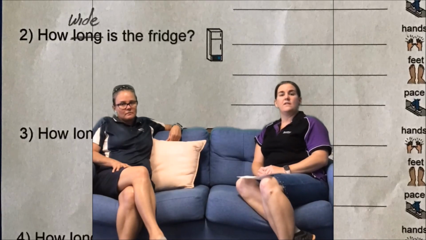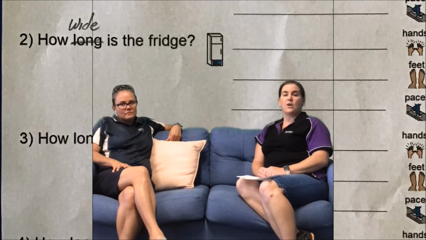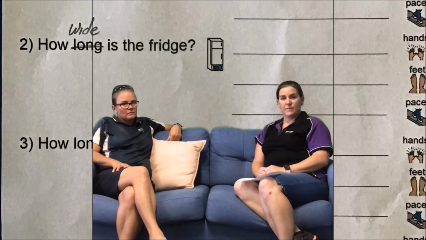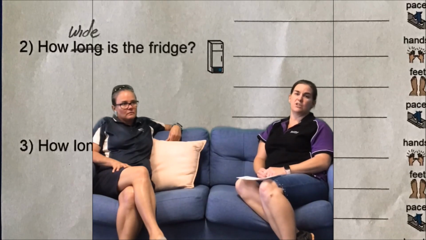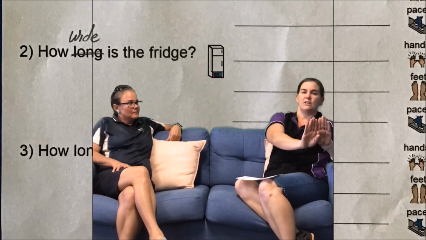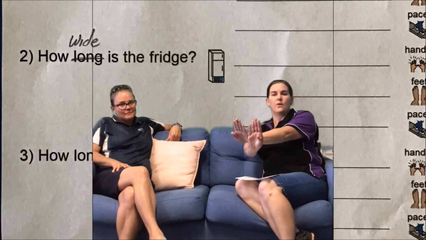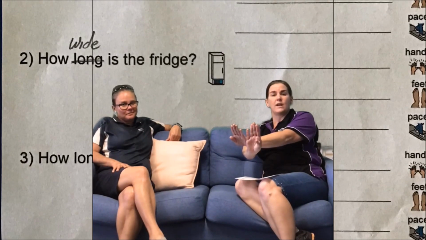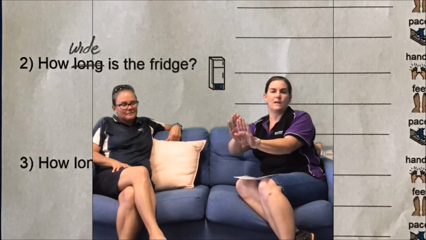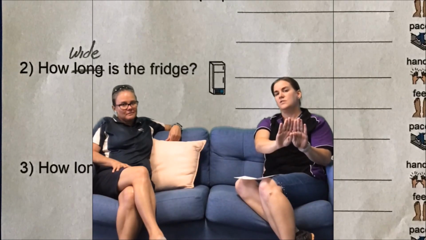When we're measuring the length of something, we always start at the beginning and we go all the way to the end. Once we've chosen our unit of measure, so for example, if we're going to measure with our hands, we need to make sure that our hands are touching all the way from the beginning to the end, okay? And they need to be going in a straight line. We don't measure with gaps and we don't measure with overlapping. So just touching, just like that, from the beginning to the end.